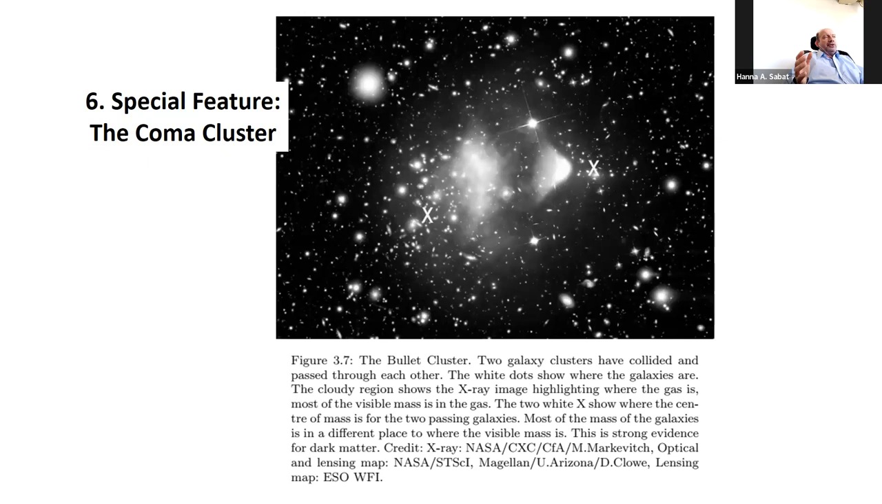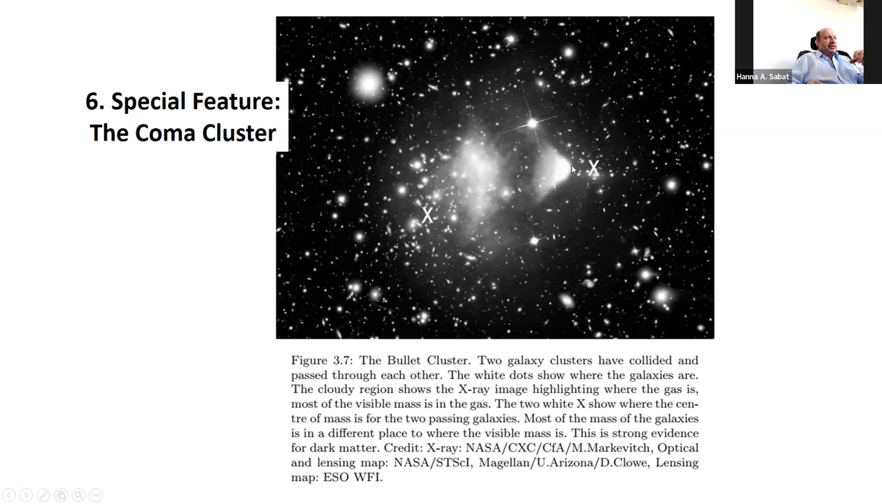Now, one of the probably most compelling or direct evidence for the existence of dark matter came from the bullet cluster. Here we have two galactic clusters that have collided and passed through each other. Now, what you can see in this image, the white dots show where the galaxies are. And the cloudy region shows the X-ray image of the same region, highlighting where the gas is. So most of the visible mass exists in the gaseous area, you can see here.